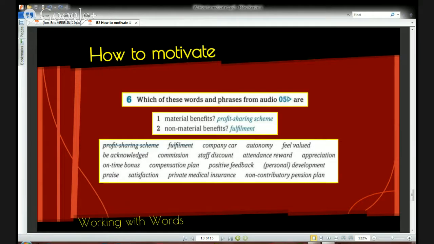Commission. It's a material benefit. Why is that? Because you get what? Percentage of your sales. Sales, yes. Yeah, that's it. It's a material benefit because you get a percentage of money from your sales. Right. Okay, Ahmed, next. Staff discount.